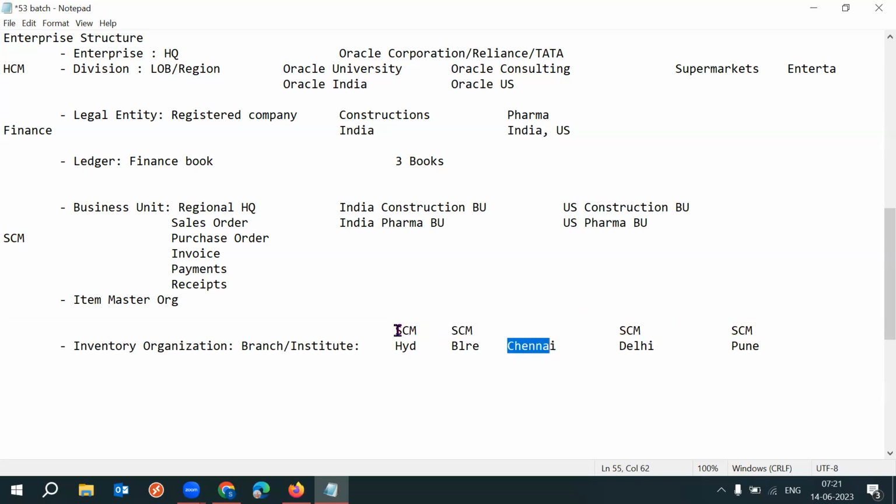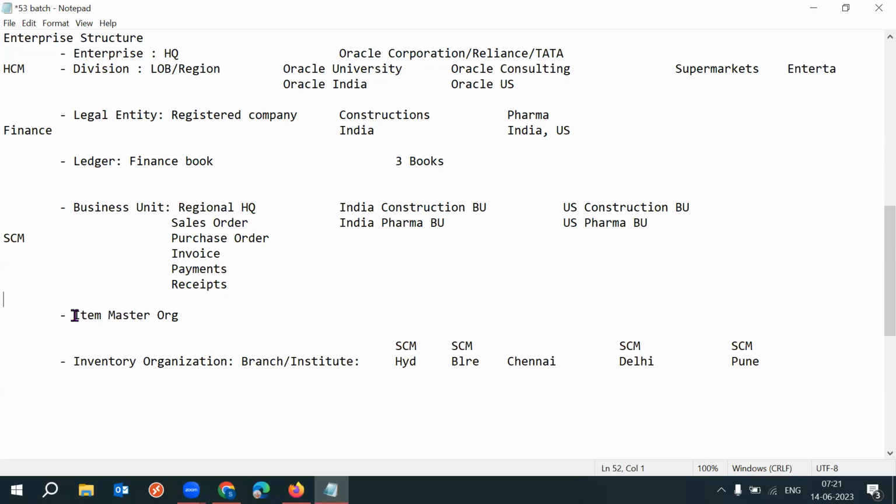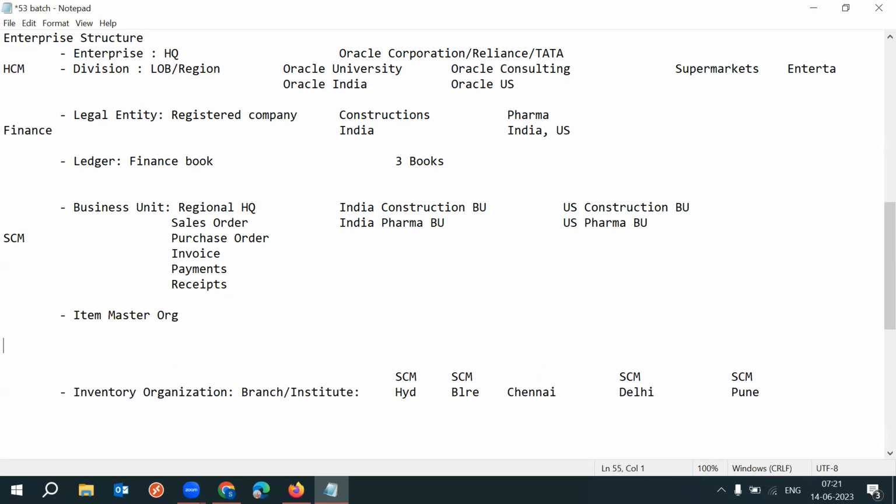So here we have to create the same item in multiple places. This is duplication, right? As per database normalization rules, database duplication is not allowed. So that's where Oracle has introduced a concept called item master organization.